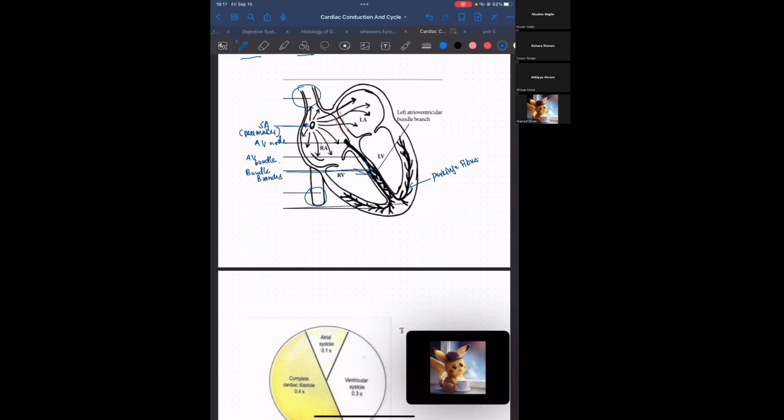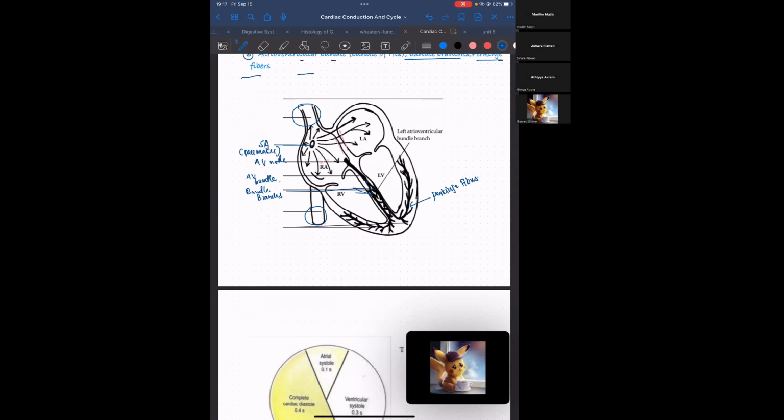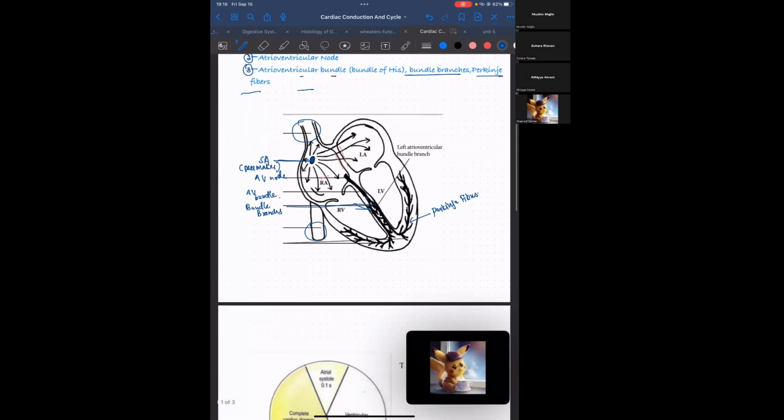Apart from that, when you see the conduction system of the heart, the components are the SA node, AV node, and AV bundle. The SA node is a mass of specialized cells. Again, SA node and AV node are masses of specialized cells. Once it comes to the AV bundle, you can also call it the bundle of His, then bundle branches and Purkinje fibers. These are fibers, so you call them a specialized group of fibers. That is how you give an introduction.